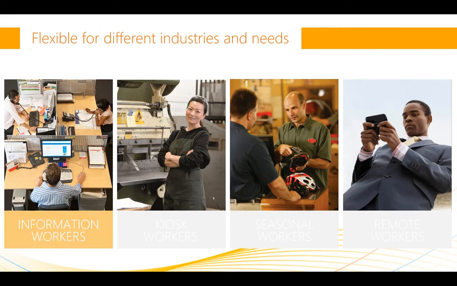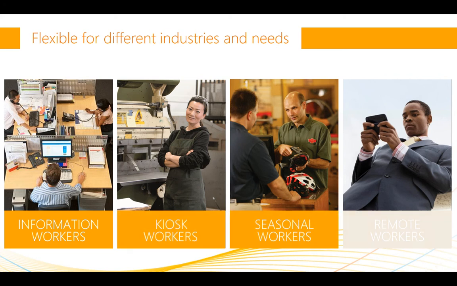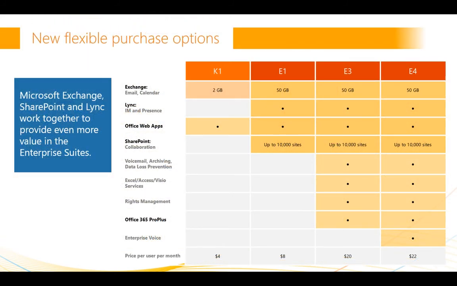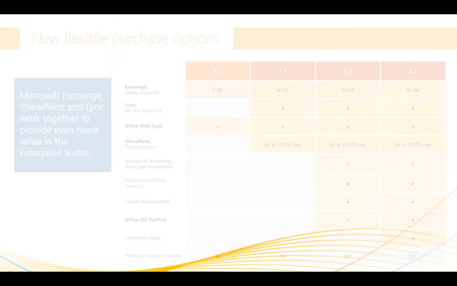So when we look at this flexibility across the different industries, information workers, kiosk workers, seasonal workers, and remote workers, we have a plan, we have an offering to meet these demographics. When you look at the purchasing options, we have plenty of them. I'm just touching on a few. But our enterprise SKUs, E1, E3, and E4, are the most flexible. You can add and subtract services very easily and scale this up or down. Our K1 SKU, or kiosk SKU, is built for those people that primarily need email and some Office web applications, for shop floor environments where maybe multiple people share a workstation.